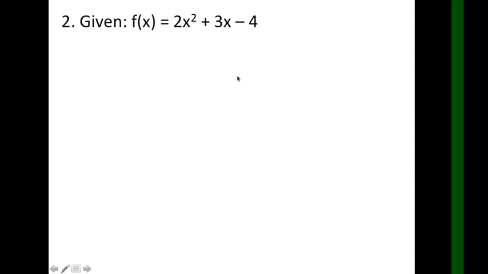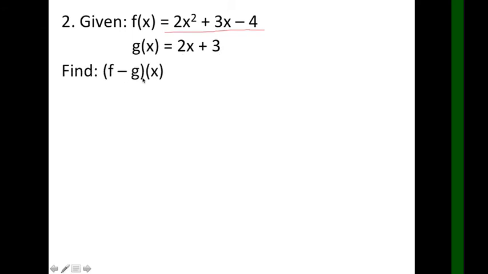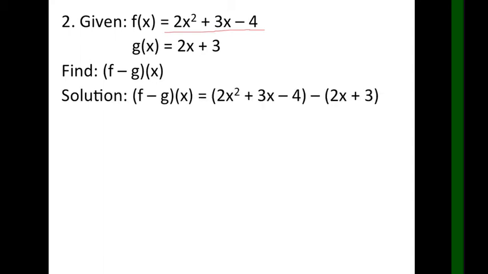For our next example, given the equation for f of x, 2x squared plus 3x minus 4, and for g of x, we have 2x plus 3. So the condition is f minus g of x. First, write the condition equals the given function. So for f, we have 2x squared plus 3x minus 4. Copy the sign here, and then we just write the g of x, and that is 2x plus 3.